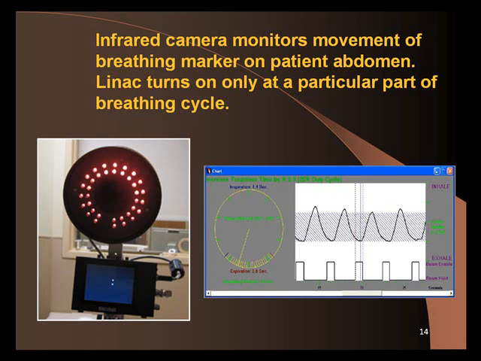Say one of our treatment fields looks like that. This is one of our treatment fields from our treatment planning computer, and this thing's moving up and down. Well, in some of the portion, we're going to miss the tumor. That's not good. So we're going to shrink down our margins, but what we can do with our linear accelerator is we could turn it on at the exact point we want it to.